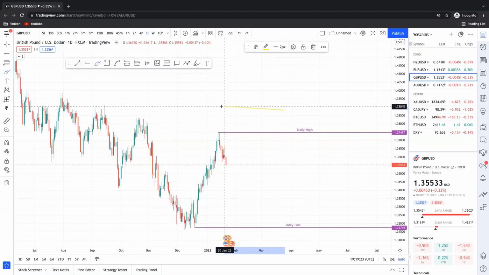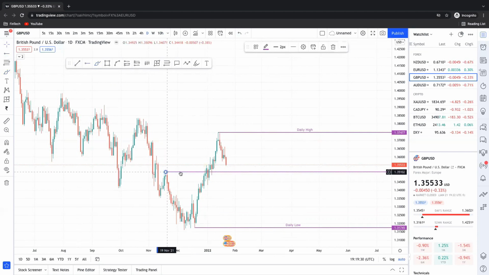So what do you see here? We have now this bullish intent which broke structure here. Actually, the structure is broken from here.